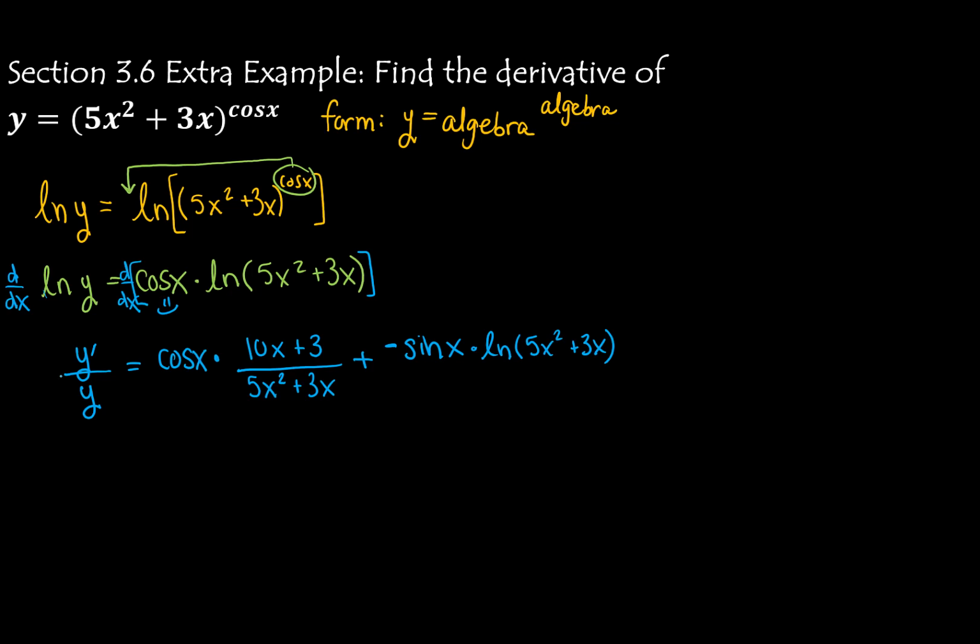It's not really much simplifying I can do from this point, so I'm just going to multiply both sides by y, and then kind of clean house as I go. So the y's cancel each other, and on the left side I just have the y prime. I'm going to write the y in the front, but I'm going to give myself some room. So this little y piece I'm going to put in the front, and that's my original function right here. y is equal to 5x squared plus 3x to the power of cosine of x.